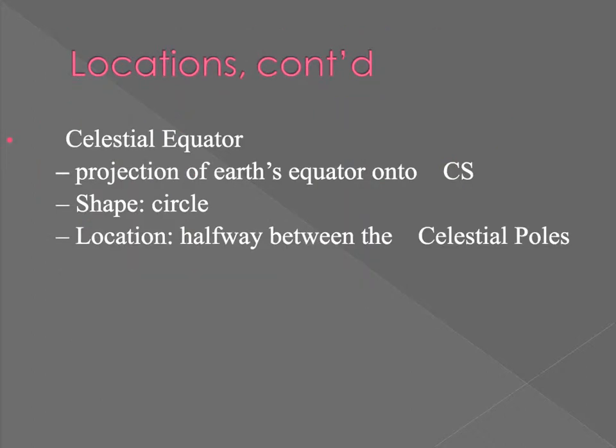So one of the other locations we have on the celestial sphere is the celestial equator. So if we were to draw our celestial sphere here, remember that lines of latitude divide the Earth into north-south. So we can remember that our equator would be right about here. It would be right in the center. So the celestial equator is just the projection of that onto the sky.